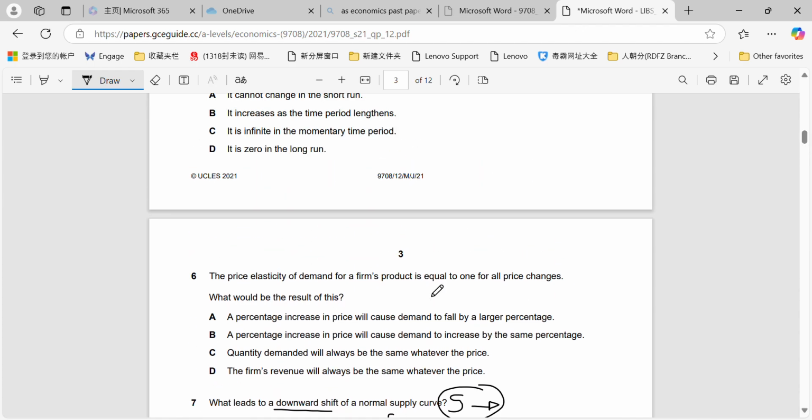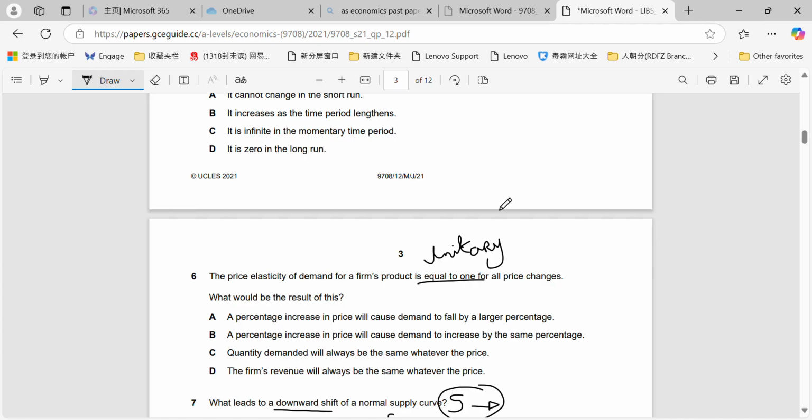Okay, PED is equal to 1. That makes it unitary. Now remember, if it's unitary, that means that its revenue cannot change, irrespective of the price, because every time price changes by 10%, demand would also change by 10%.